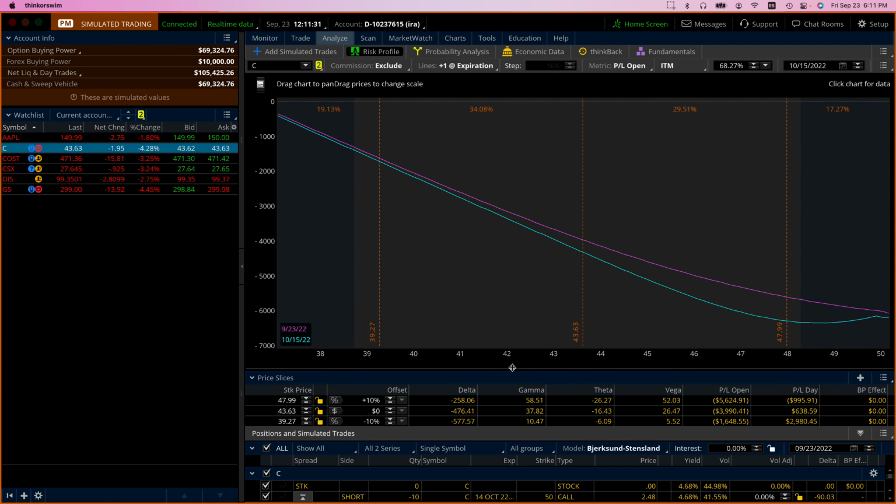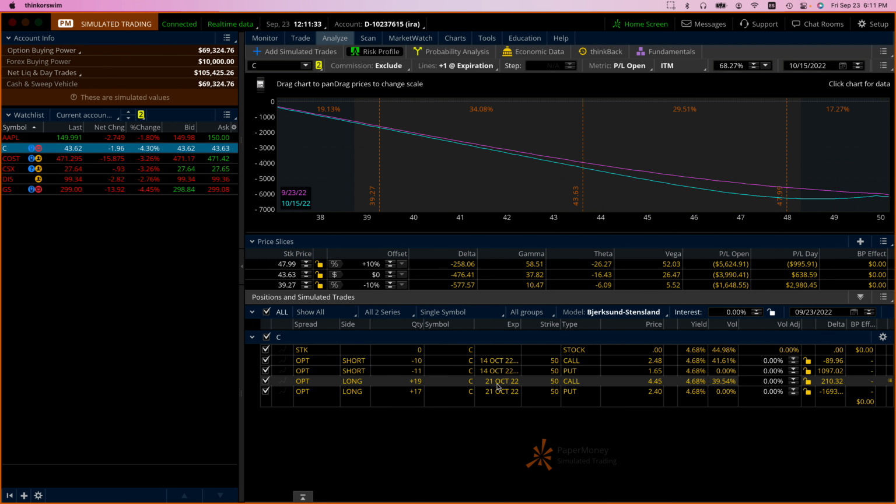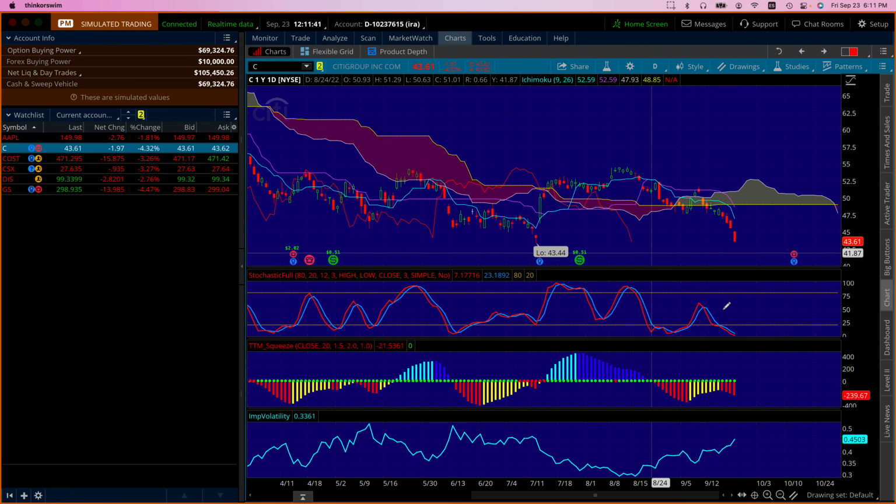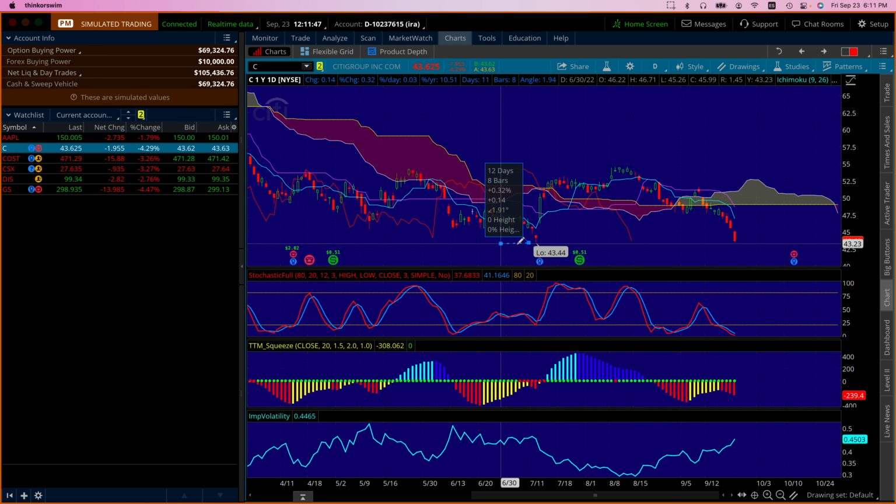All right. Let's move on to Citi. Oh, this one really, really is rocking. 476 deltas. That's quite a bit. We need to do a lot of correction here. Look at that. It's just free falling. Here's my previous low at 43.